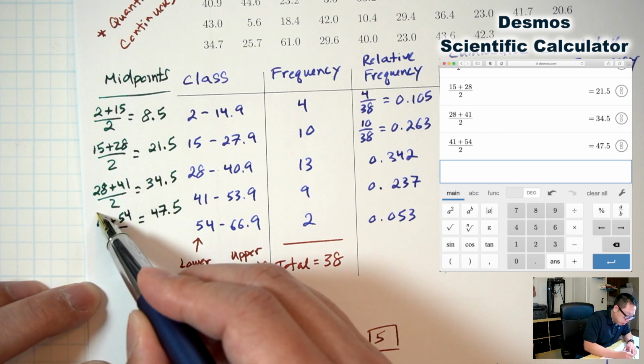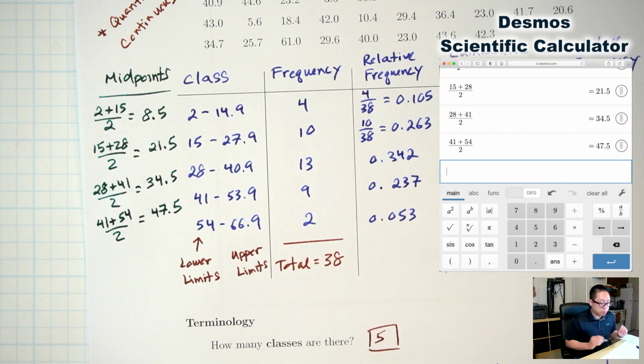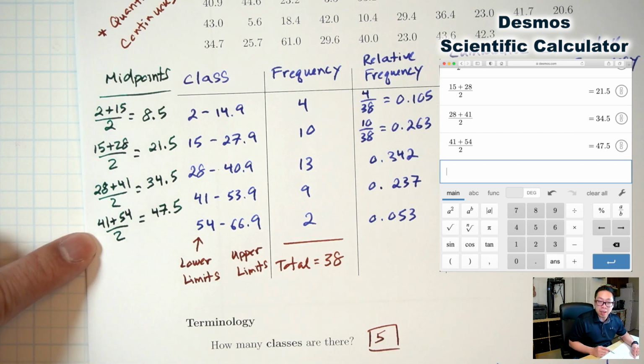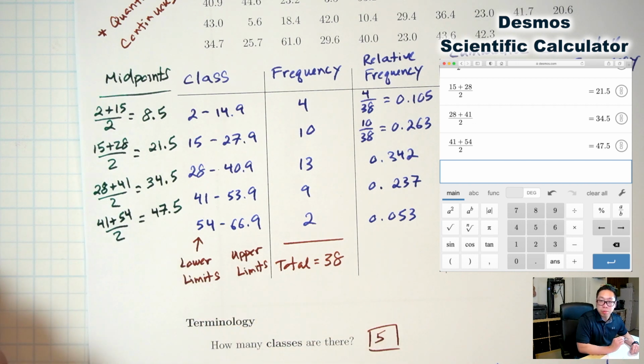Or you need to put parentheses around the top. So I recommend using the decimal scientific calculator because it just makes it look exactly like that. Make it a fraction, on top 41 plus 54, and then on the bottom 2.